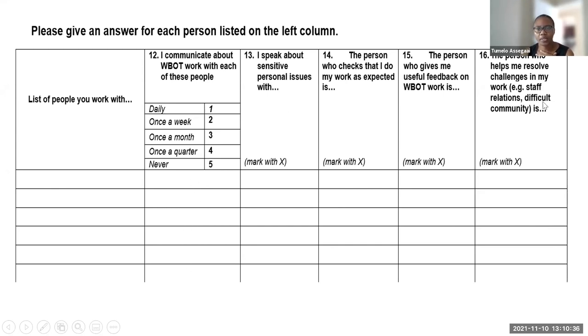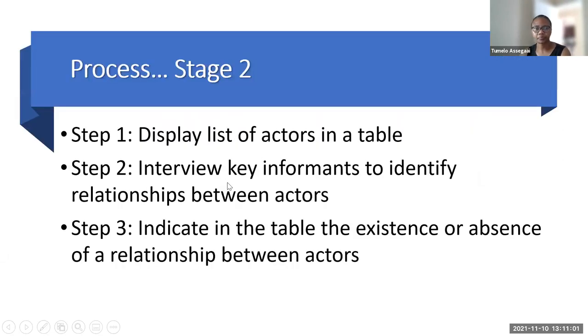In the next four questions, I speak about sensitive personal issues with. Here you will just put an X next to the person that you discuss sensitive personal issues with, and so on it goes. So for these questions, you just put an X, but for communication, and this could be any other question, you put a number to indicate the response.